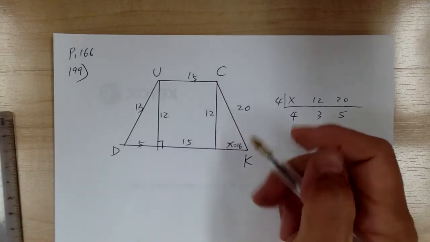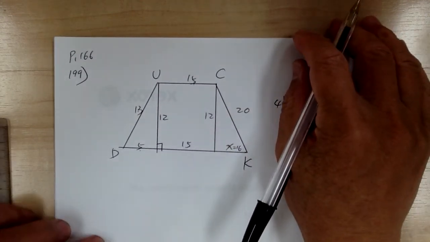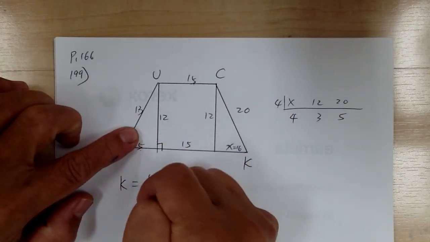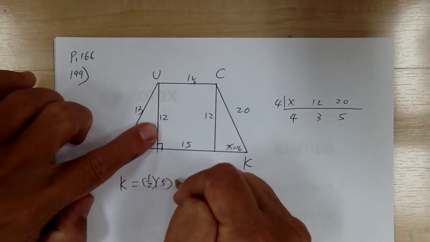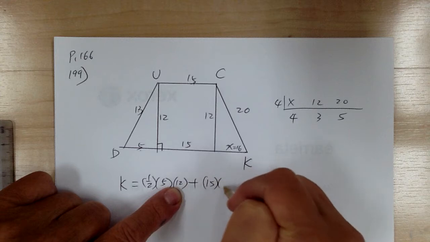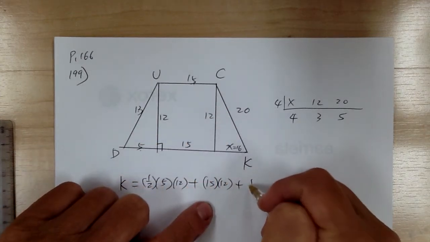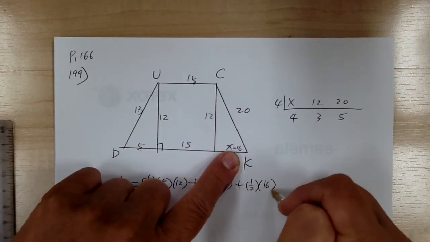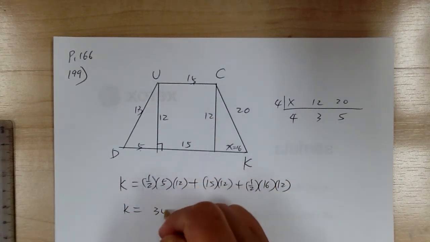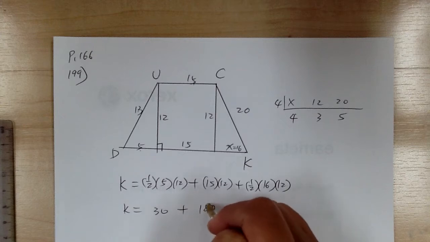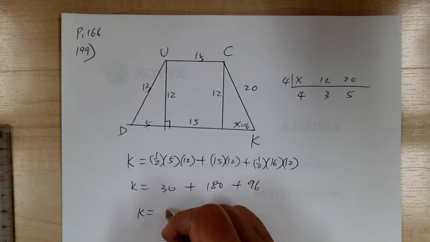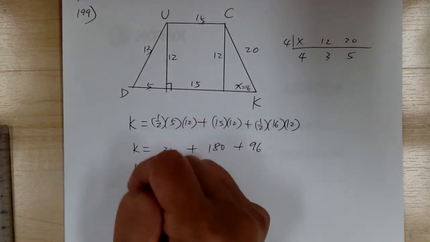Okay, and so now once you have all these pieces, you can go and get your area. So this one is 1/2 base times the height. The middle, the rectangle, would be base times height. And this triangle will be 1/2 base times the height. And just go and figure it out. So this will equal 30 plus 180 plus 96. So the area equals 306.